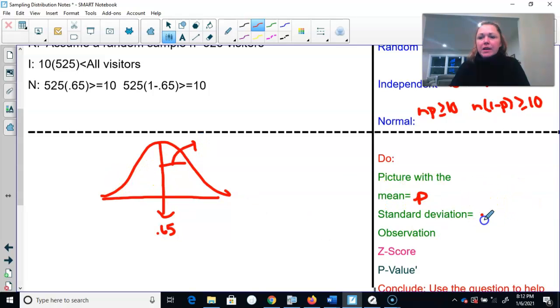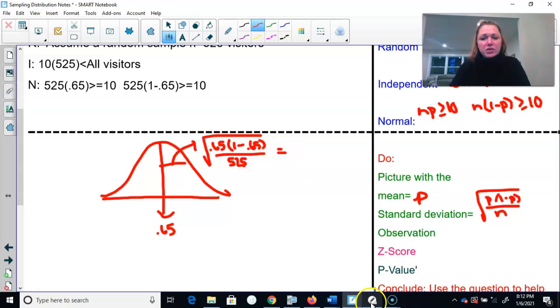remember that standard deviation is equal to the square root of P times 1 minus P, divided by N. You can probably hear them downstairs, so forgive me if you can hear them. So we have 0.65 times 1 minus 0.65 divided by N, okay? And N is equal to 525. So let's go ahead and put that in our calculator right now.